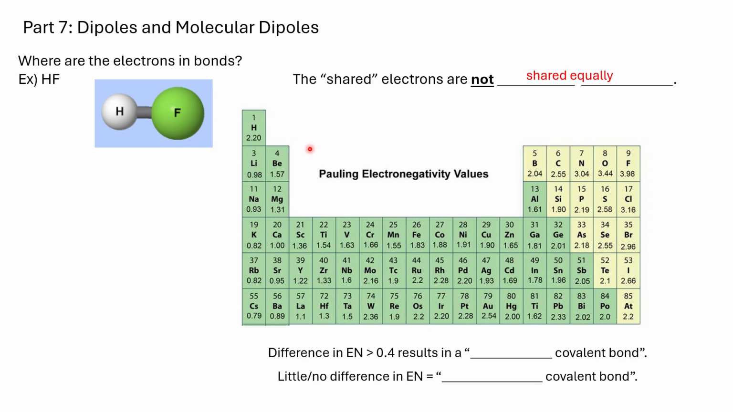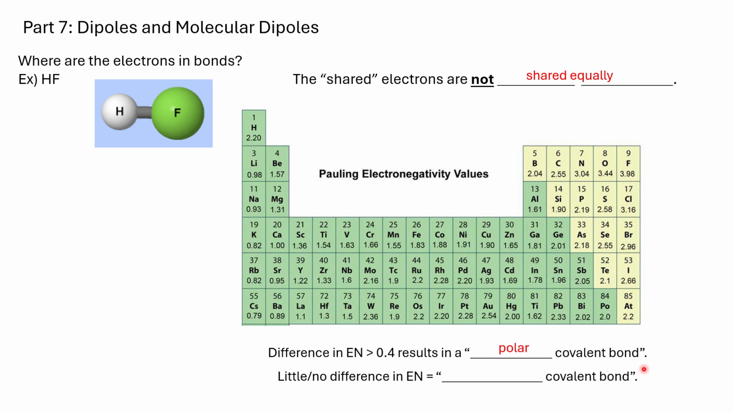So when we look at a covalent bond, we always have to think about the fact that, yes, we're calling it sharing, but it's not necessarily going to be equal sharing. And it results in a couple different kinds of bonds. So a covalent bond is not always just a covalent bond. If the difference in electronegativity between the two atoms is greater than 0.4, that's going to result in what we call a polar covalent bond.